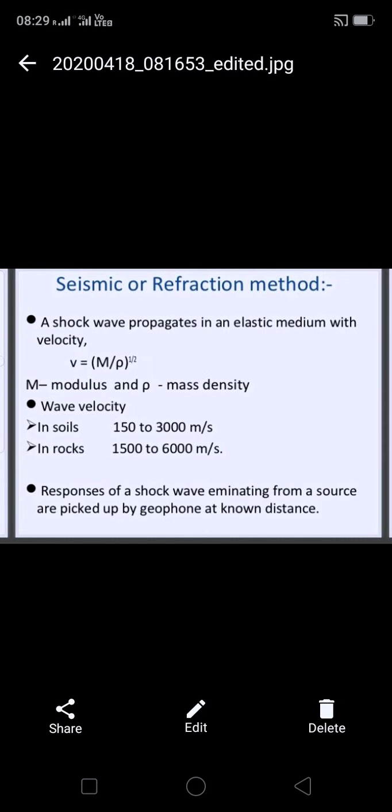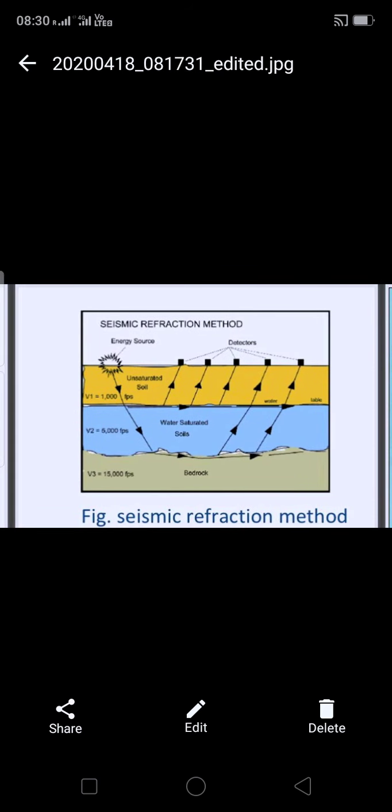In the seismic or refraction method, a shock wave propagates in an elastic medium with a velocity v equal to the square root of M upon rho, where M is the modulus and rho is the mass density. The velocity of a wave in soil is 150 to 3000 meters per second. In rocks it is 1500 to 6000 meters per second. The response of a shock wave emanating from a source is picked up by geophones at known distances, which we will discuss later.